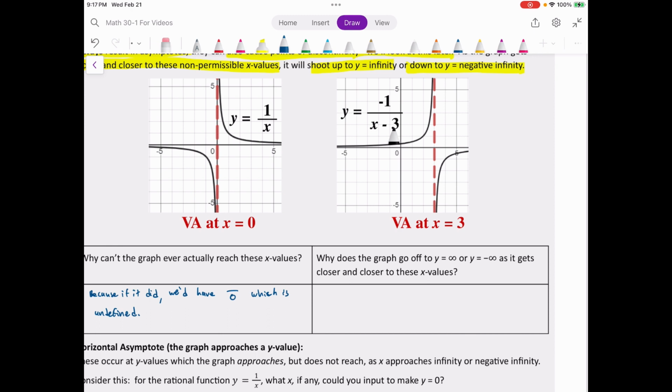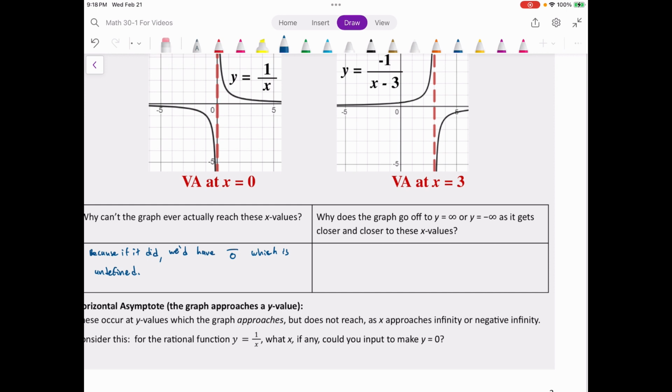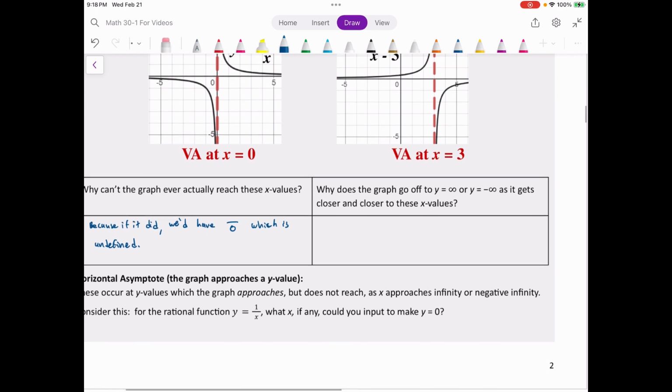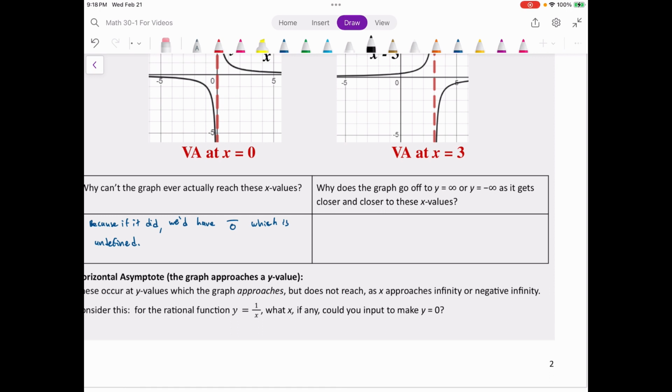Very similar logic here. X can be 2.9999. Then we have a very, like a negative 0.0001. We're dividing by a very small negative number, so we end up with, you know, y becoming very large. So why does the graph go off to y equals infinity or y equals negative infinity as it gets closer to these x values? Well, I'm going to write this out here.